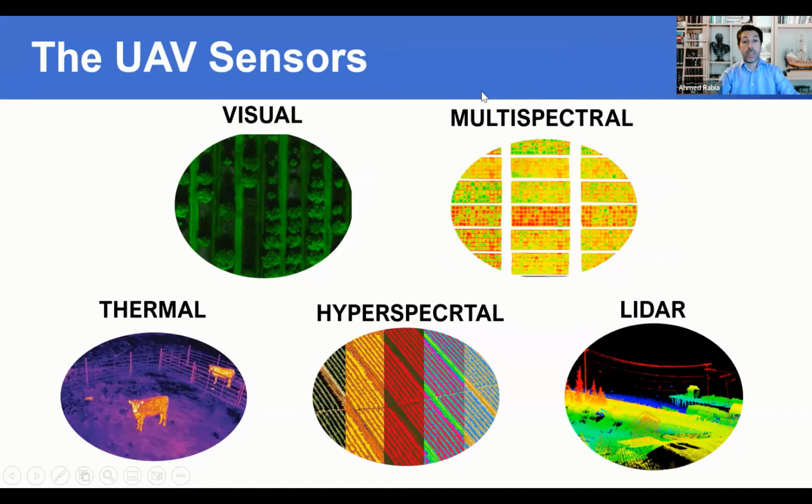So we have different applications. We have different sensors. We have visual sensors, where the camera is like a real camera, an RGB camera. We have the multispectral sensors. We have thermal sensors, hyperspectral, and finally the LiDAR sensor.